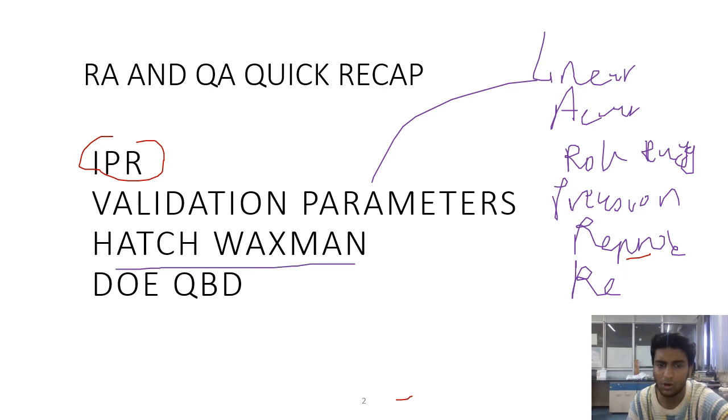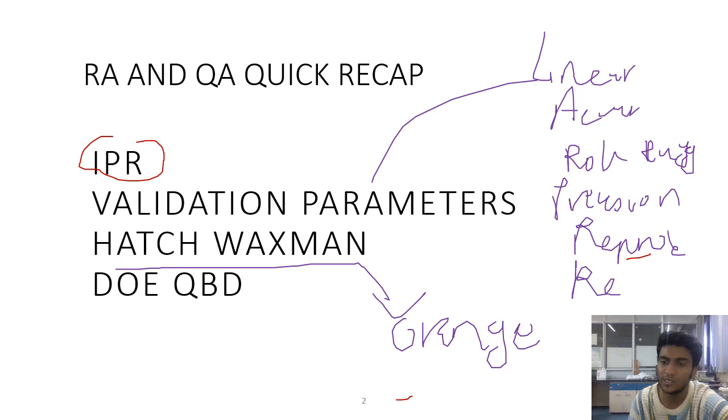Hatch-Waxman Act. So it is an Orange Book related act. It is also called the Drug Price Competition and Patent Term Restoration Act. So this act is basically very useful because it gives information about all the generic drugs. So make sure that you have an idea about this.